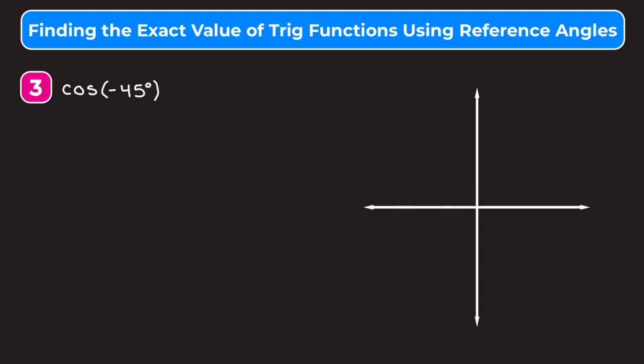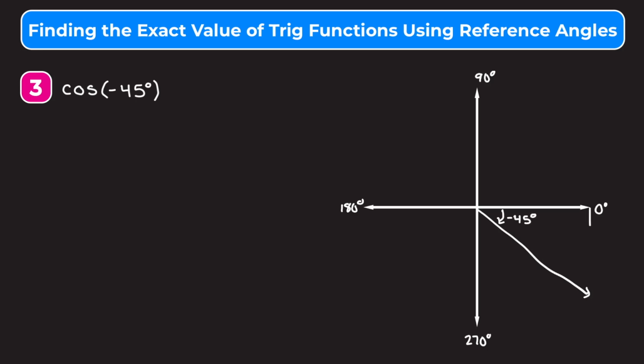So example 3 is the cosine of negative 45. So let's just sketch in our quadrant angles. Because our angle is negative, we are going to go clockwise this time from the x-axis when we're drawing it. So negative 45 is going to be right here. So it's going to go backwards like this.